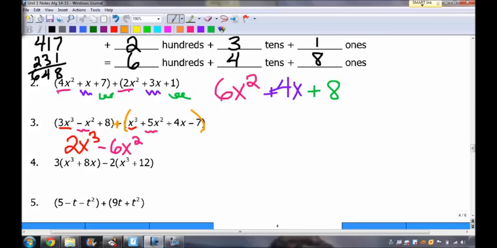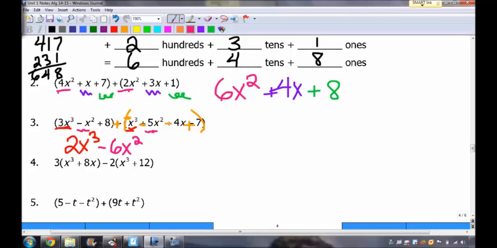So this x cubed would become a negative x cubed. Okay? This 5x squared becomes a negative 5x squared. This 4x becomes a negative 4x, and this negative 7 becomes a positive 7. But I'm only changing everything that comes after the subtraction sign because I'm subtracting this whole expression, okay? So I end up getting 2x cubed for this one right here because I'm combining 3x cubed with negative x cubed. And this becomes negative 6x squared because I'm combining negative x squared with negative 5x squared.